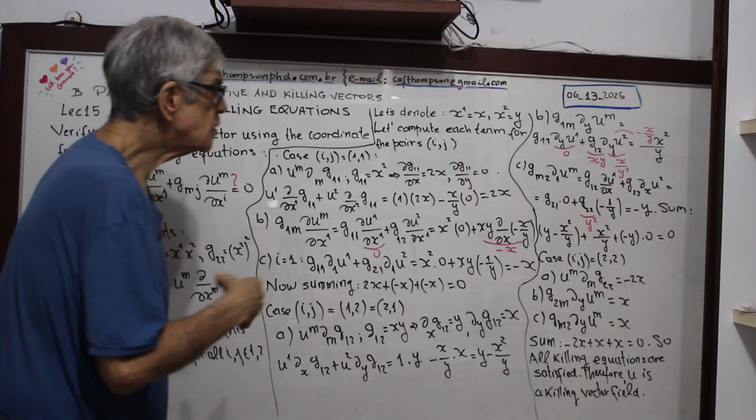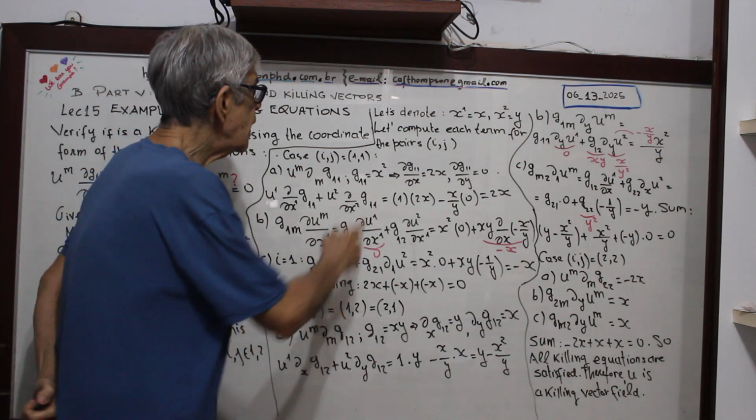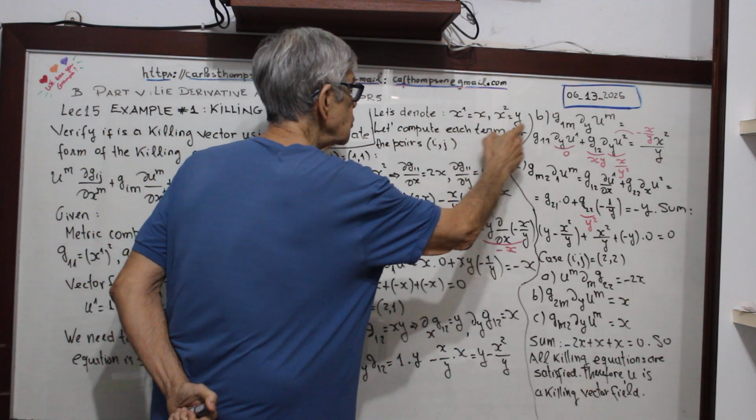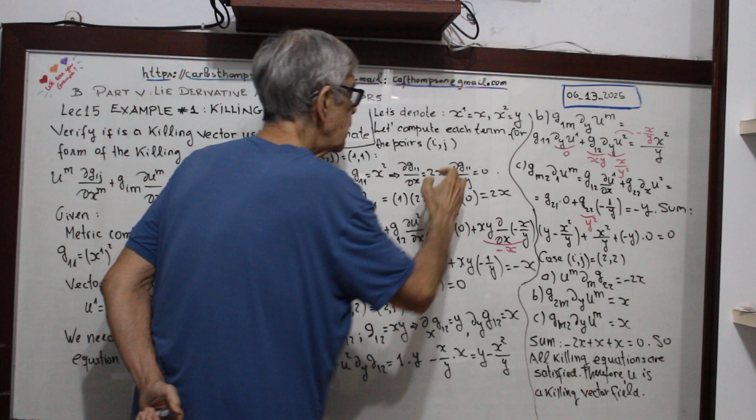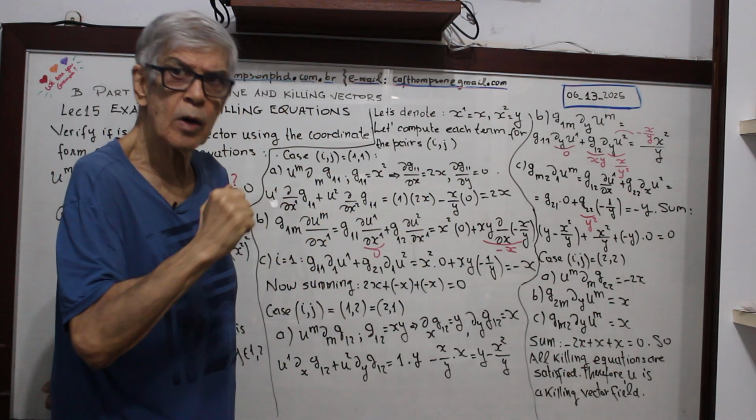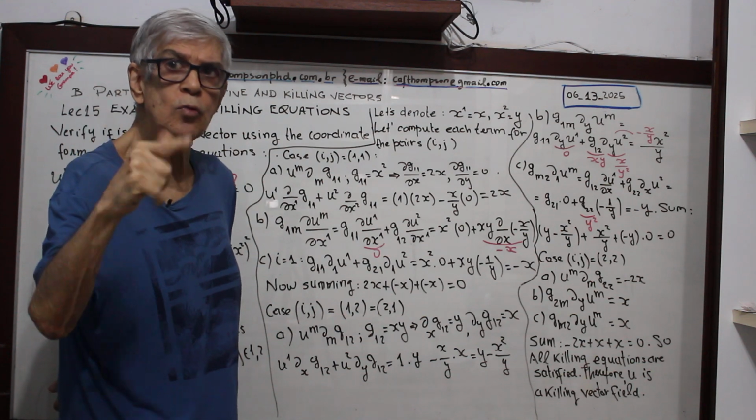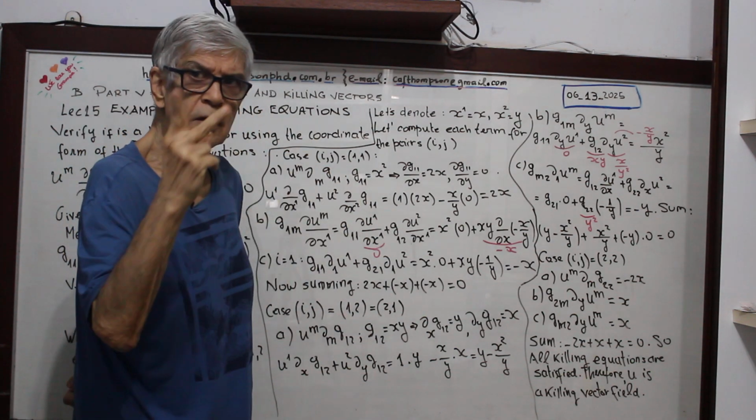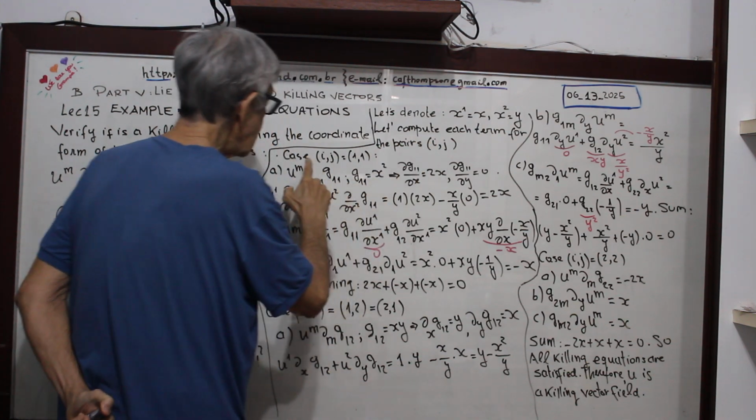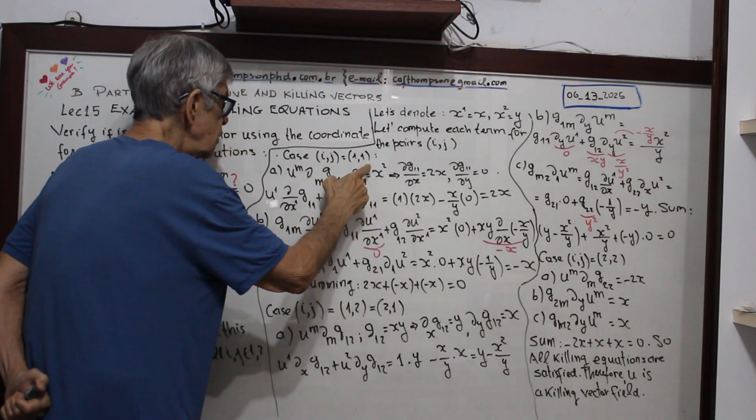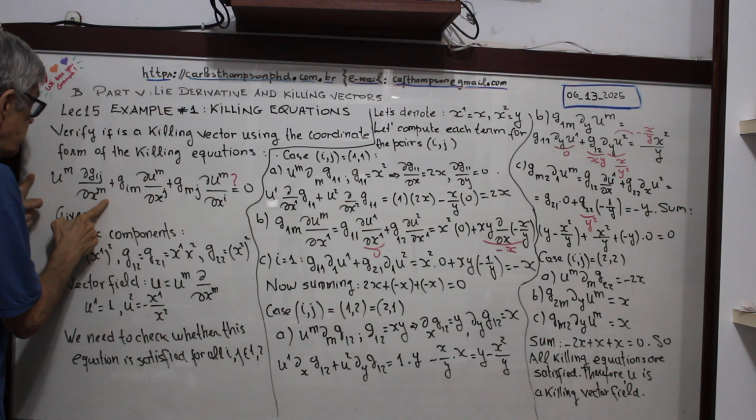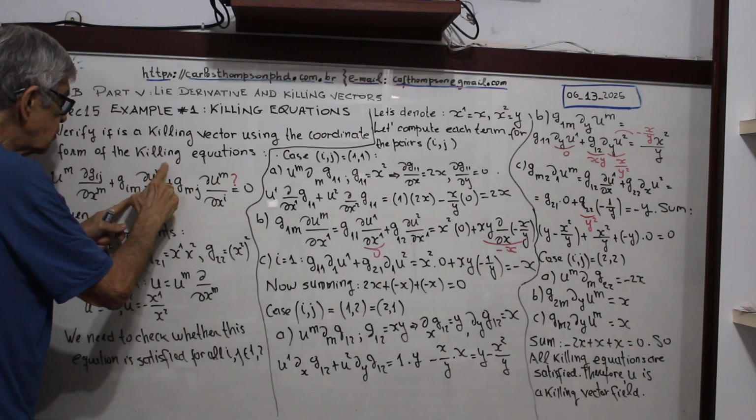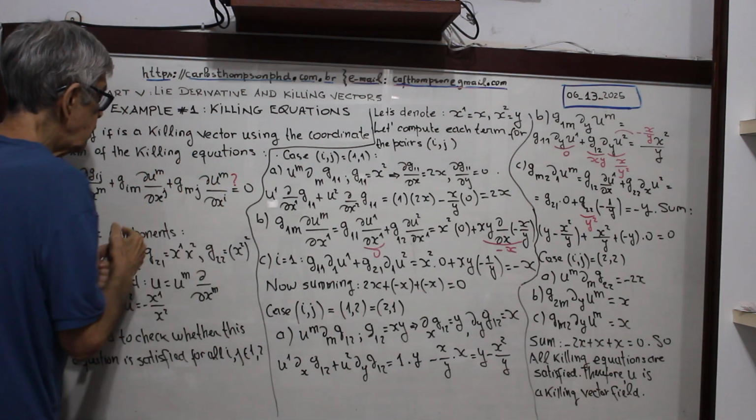Now, just for simplicity, let's denote x1 as x, x2 as y. Let's compute each term for the pairs ij. What are the pairs ij? 1,1, 1,2, 2,1, and 2,2. Now the first pair is 1,1. You just substitute over here. Attention, m here is dummy, so you have to expand this, because m is dummy.